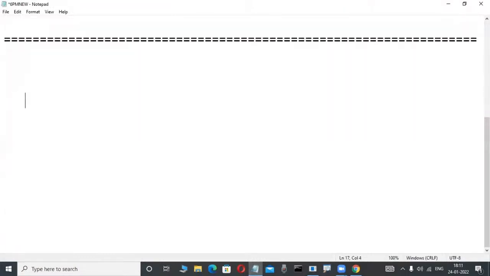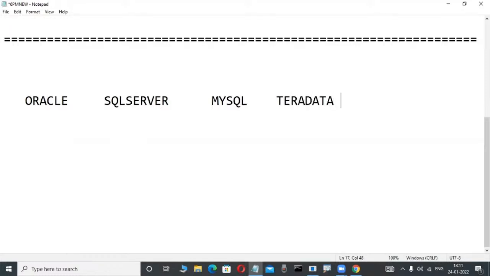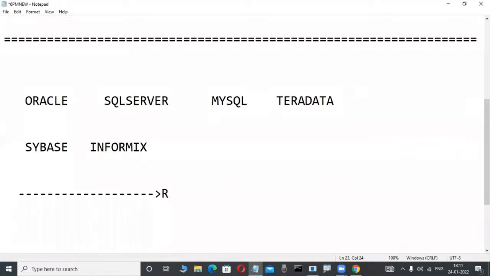Now slowly observe here. This is a demo class, I'm telling something only. Oracle is a product from Oracle Corporation. Don't write it today. SQL Server is a product from Microsoft. MySQL is an open source product, that is also now from Oracle. Teradata is a product from NCR Corporation. Sybase is a product from Ingres Software. Like this, so many products are there. All these products are relational databases, or these products are implemented based on the relational data model.